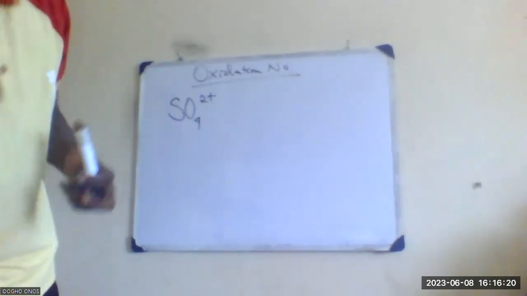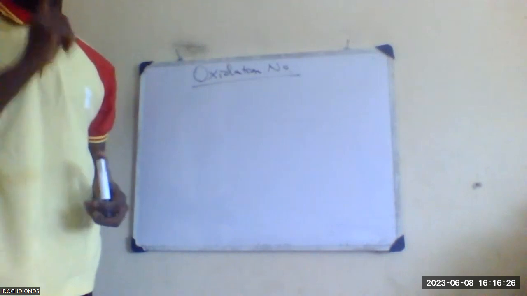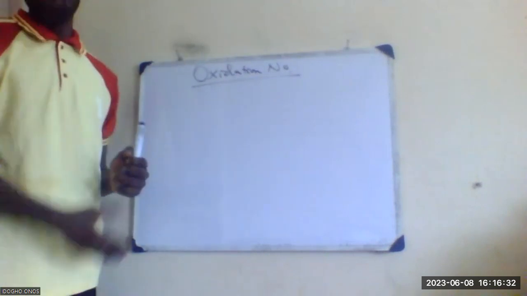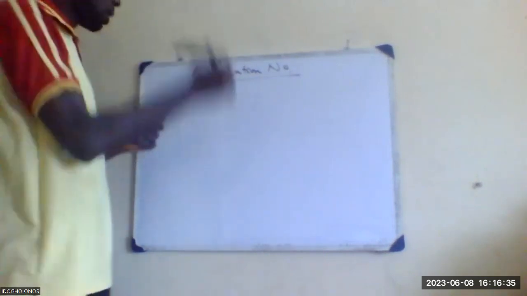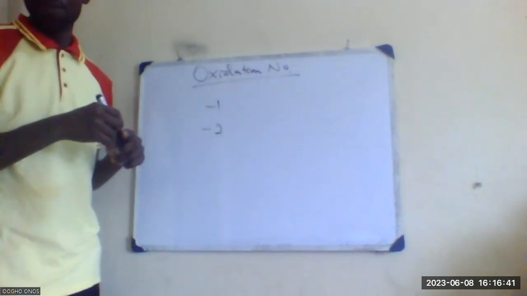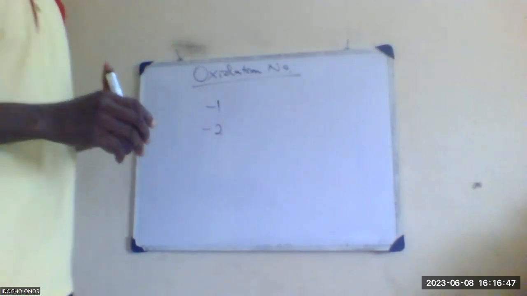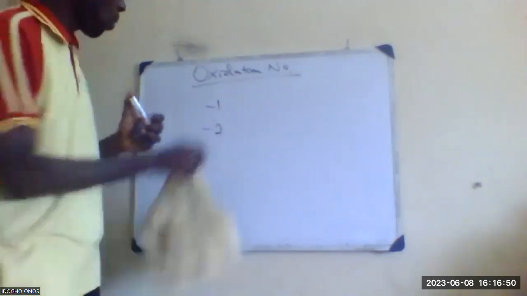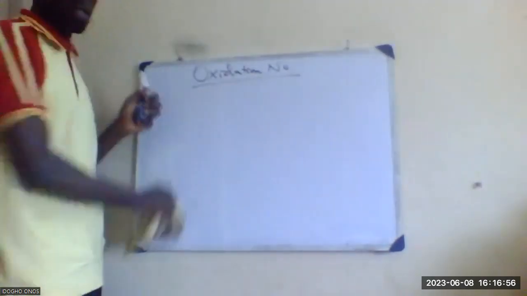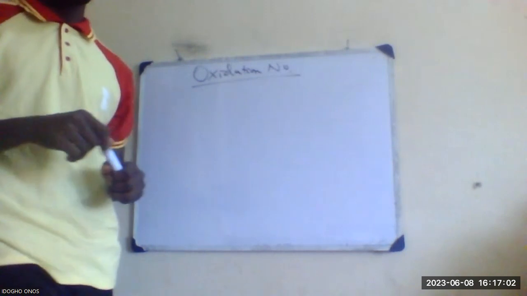Then also, the oxidation number of elements in group 1 is +1. All group 1 elements have the oxidation number +1, group 2 is +2, group 7 is -1, and group 6 is -2. Can I come again with that? Or did you get that? Oxidation number of elements in group 1 is +1, group 2 +2, group 7 -1, group 6 -2, then group 3 is +3.